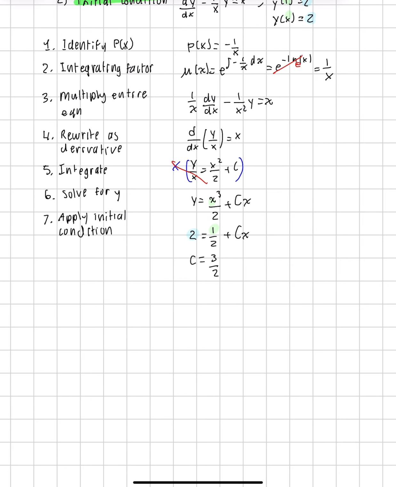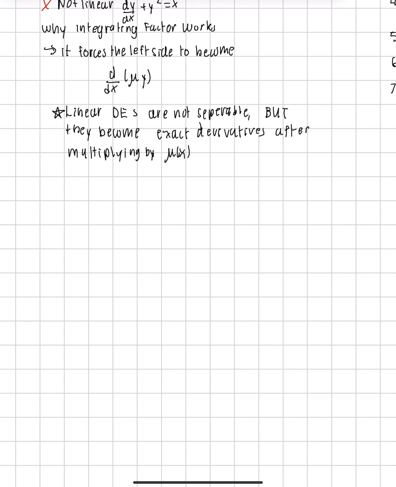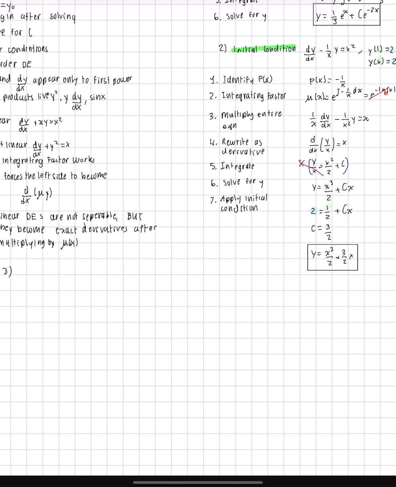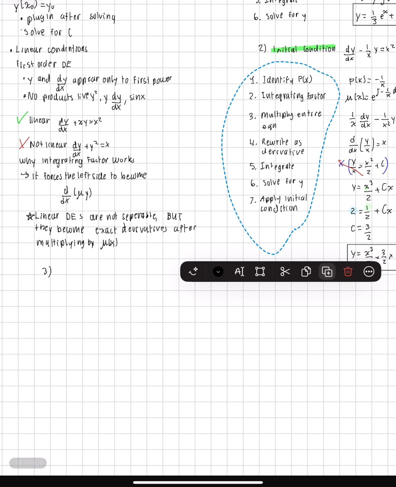So now we can rewrite the entire equation as y is equal to x cubed divided by 2 plus 3 over 2 times x. And that's our final answer. So now let's do a third problem. Again, it's the same process.